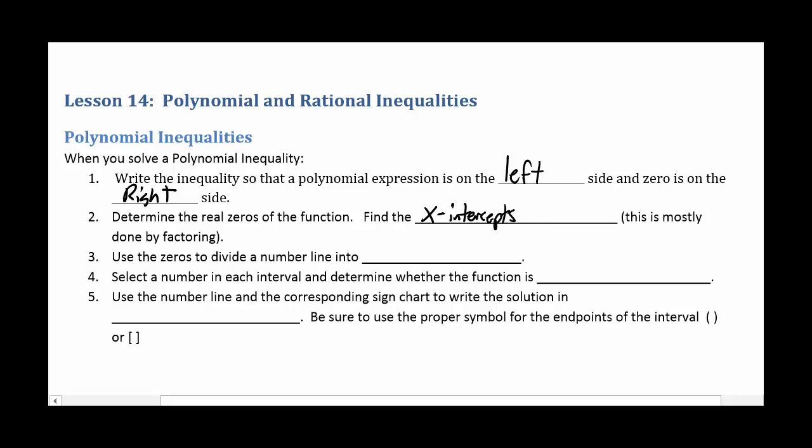Then step 3, we're going to use these zeros to divide the number line into intervals. Then we're going to do what's called a test point process or a test number process. So we're going to select a number within each interval and determine whether the function is positive or negative based on that test value. And then lastly, number 5, we're going to use the number line and the corresponding sign chart, which is what we created in step 4, to write the solution in interval notation.